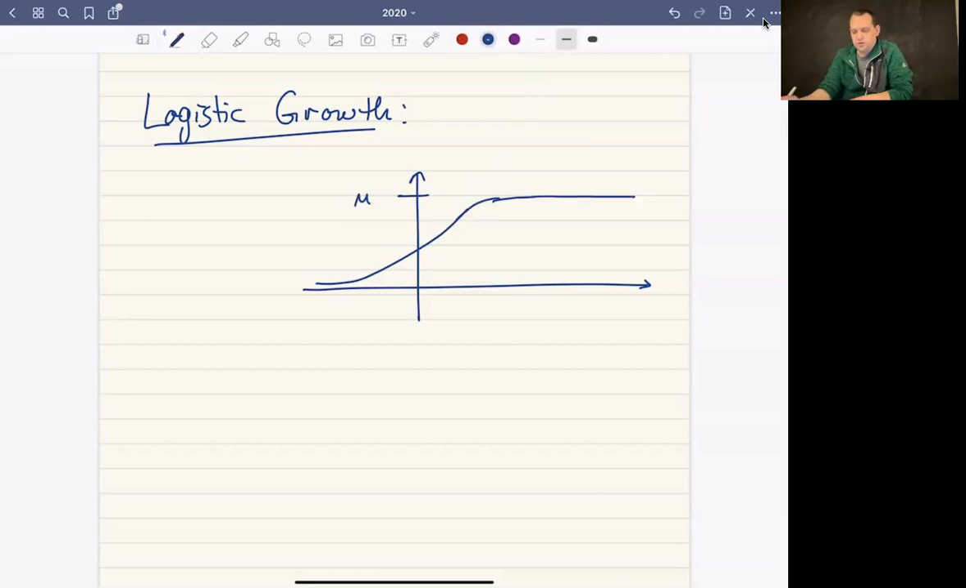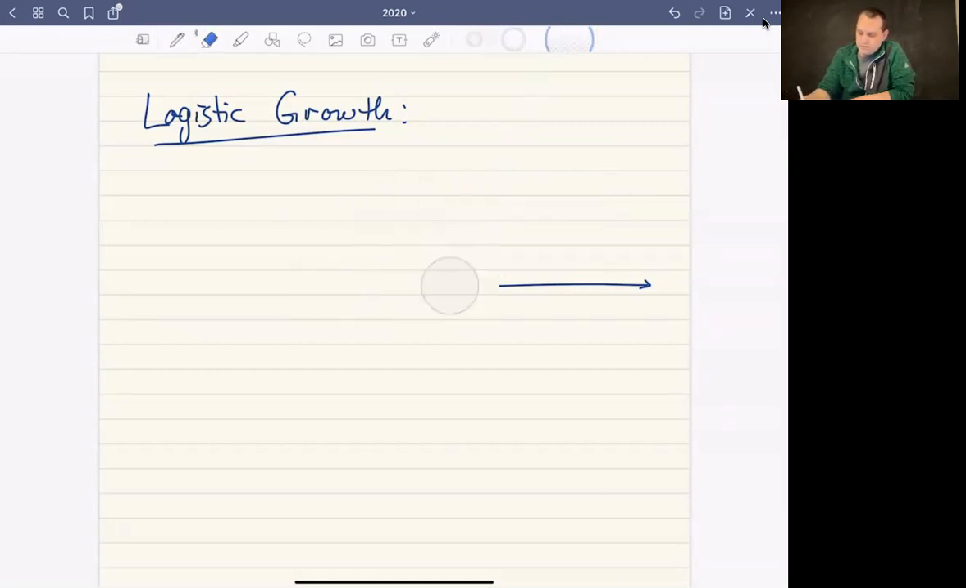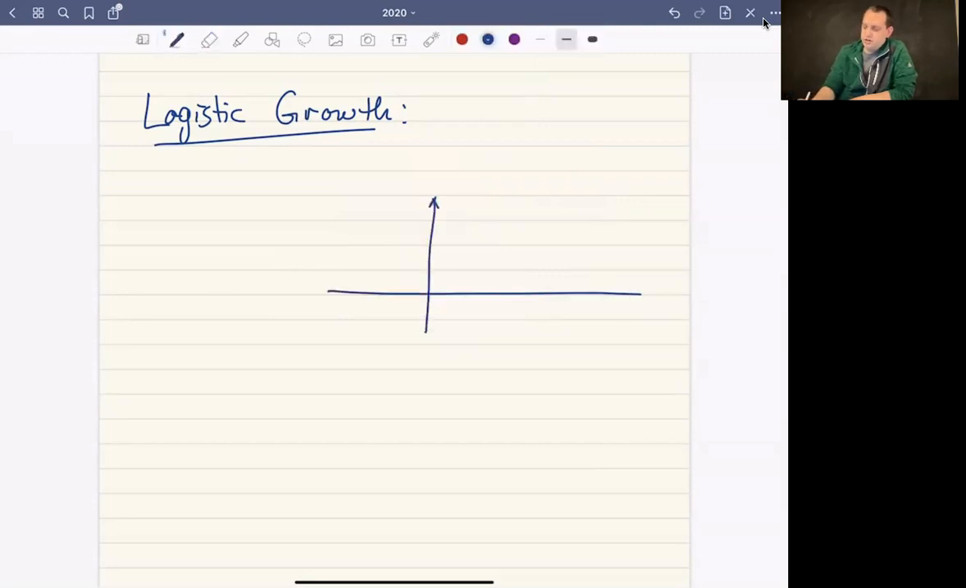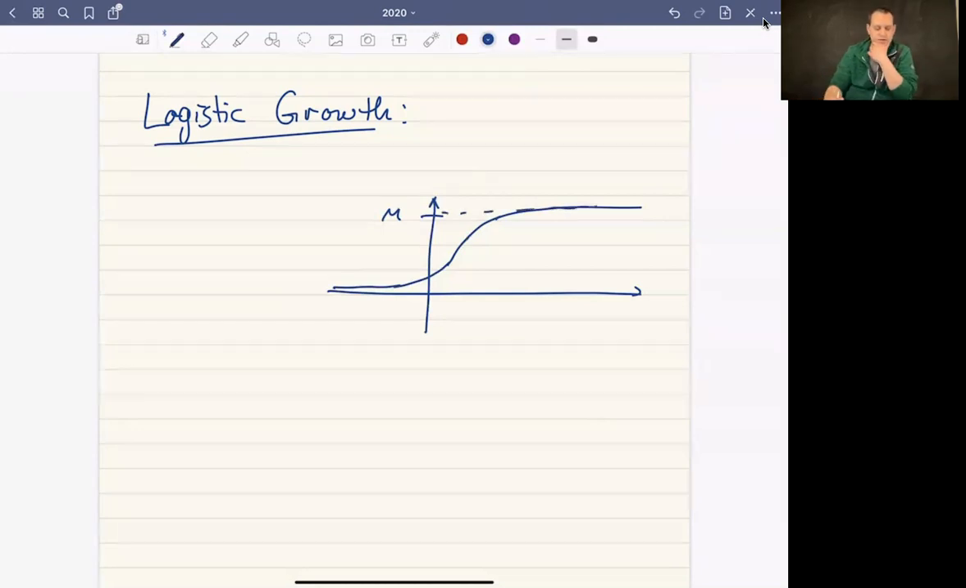Logistic growth, this is actually a pretty terrible drawing, so let's try it one more time. Logistic growth is going to be that model where it starts to look exponential, and then at a certain point, it's just going to level off at M, where M is, say, the maximum population that's allowable, or whatever we're measuring. So it's going to asymptote.